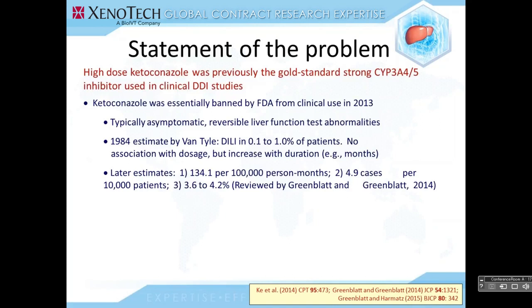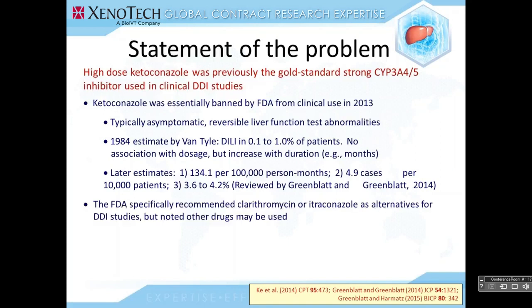And we can see that as early as 1984, Van Tuyl estimated that between 0.1 and 1% of patients could have DILI occurring following treatment with ketoconazole. While there was no association with dosage, as you increase the duration, the possibility of DILI increased as well. In later estimates, we found anywhere from 134 per 100,000 cases, or upwards of 3.6 to 4.2% of patients that exhibited these asymptomatic liver function abnormalities.